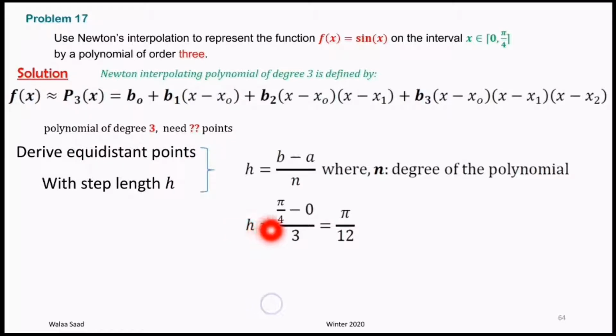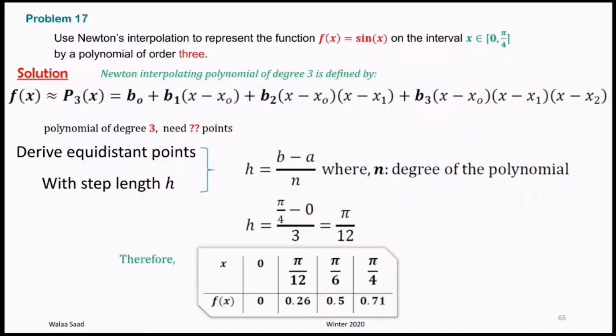So here the step length, denoted by h, will be b minus a. This interval starts at a and ends at b, so we use pi over 4 minus 0, divided by the degree of the required polynomial, which is 3 here, and this of course gives us pi by 12. This is the step length, which means that starting from 0 we'll move to 0 plus pi over 12, and then pi over 12 plus pi over 12, and so on.